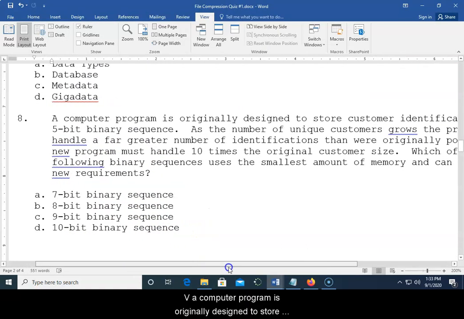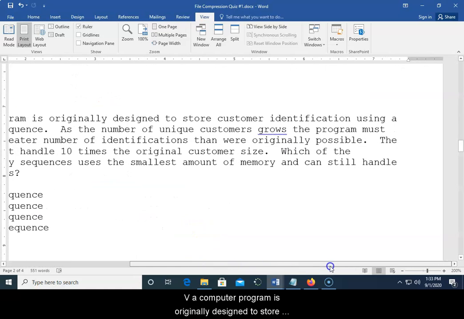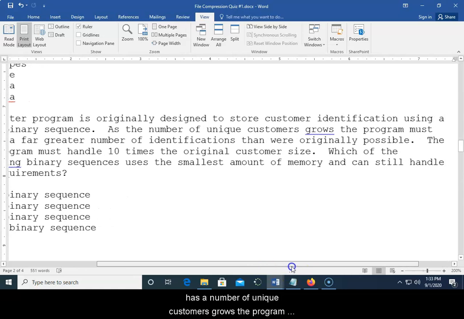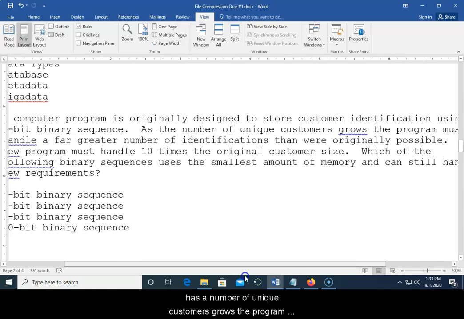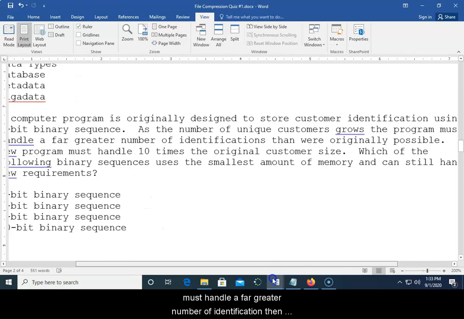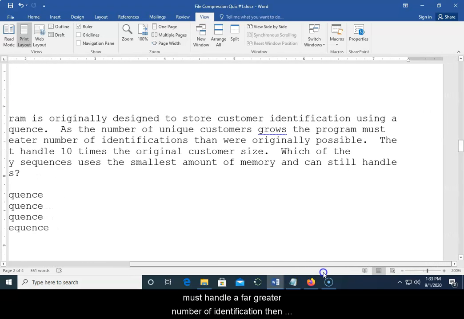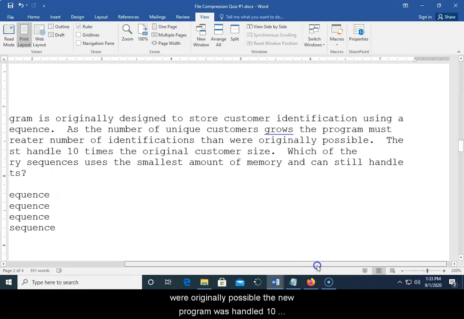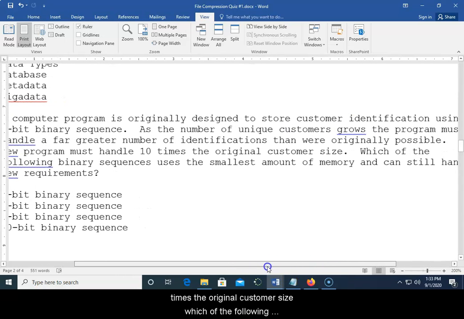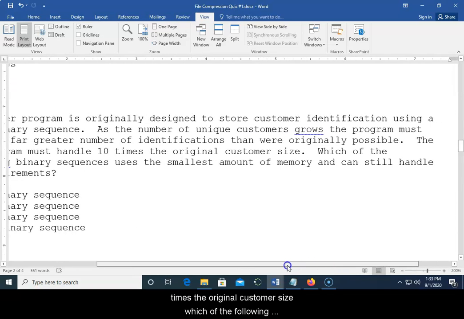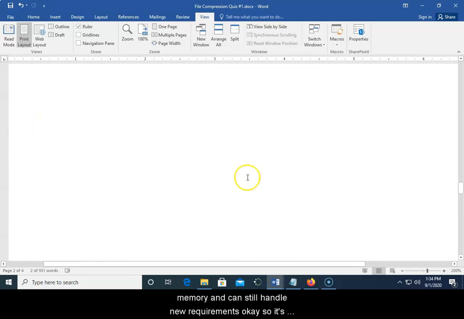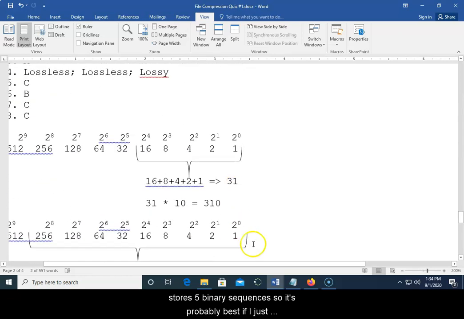5, a computer program is originally designed to store customer identification using a 5-bit binary sequence. As the number of unique customers grows, the program must handle a far greater number of identifications than were originally possible. The new program must handle 10 times the original customer size. Which of the following binary sequences uses the smallest amount of memory and can still handle new requirements? Okay, so it stores 5 binary sequences, so it's probably best if I just showed you what I wrote out.